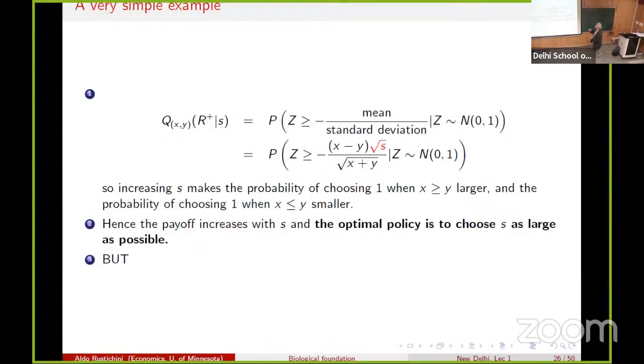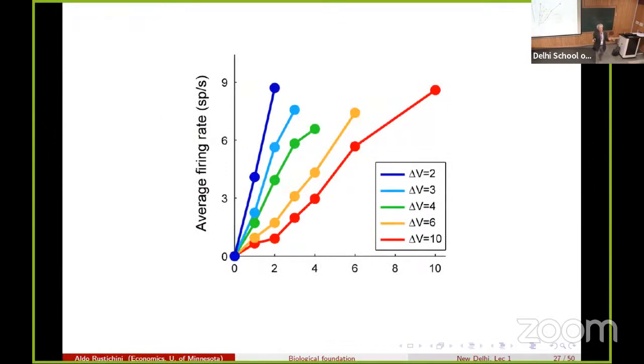So the miracle here is, let me summarize, since the process is Poisson and the ratio between the variances is identical, when you look at the standard deviation, you get an additional S here, and you want to make the S as large as possible. Hence, the payoff increases with S, and the optimal policy is to choose S as large as possible. I'm sure I lost everybody, but I proved to you that if you are an engineer and you can choose how to adjust to an environment, you do it this way.